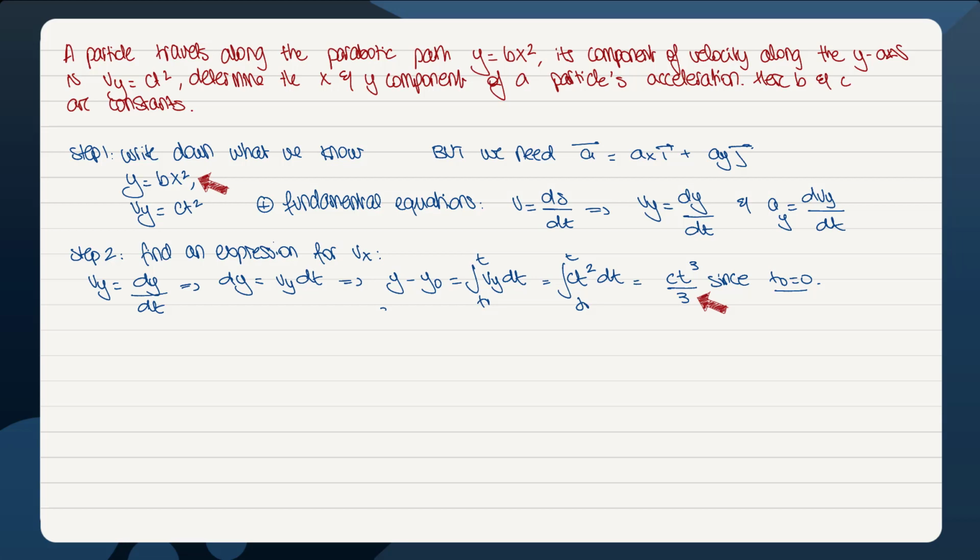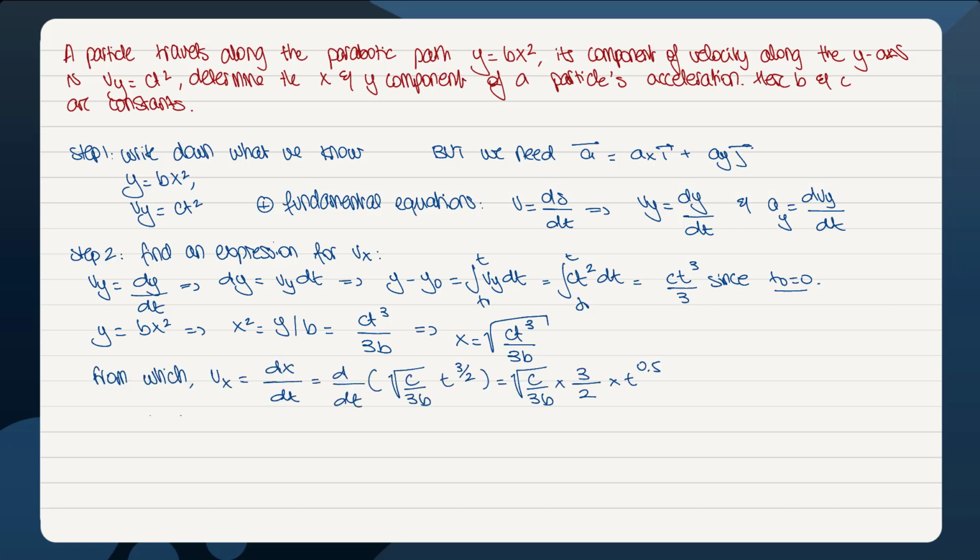So by combining both equations together, we should be able to get an expression of x as a function of time. And so once we have an expression of x in terms of time, we can simply take the derivative once to get vx and twice to get ax. So we have y is equal to bx squared, so x squared is equal to y over b. Replacing y with the expression ct cubed over 3, we have x is equal to the square root of ct cubed over 3b, from which we can take the derivative.